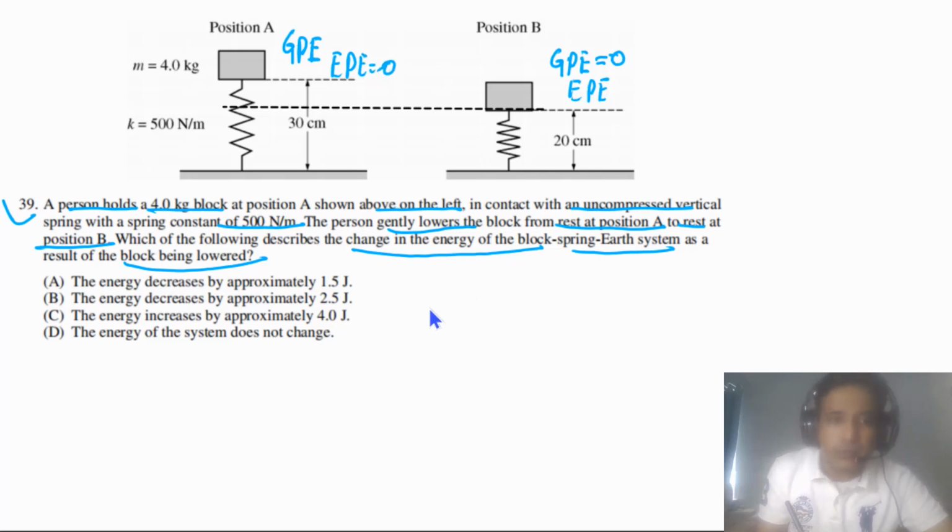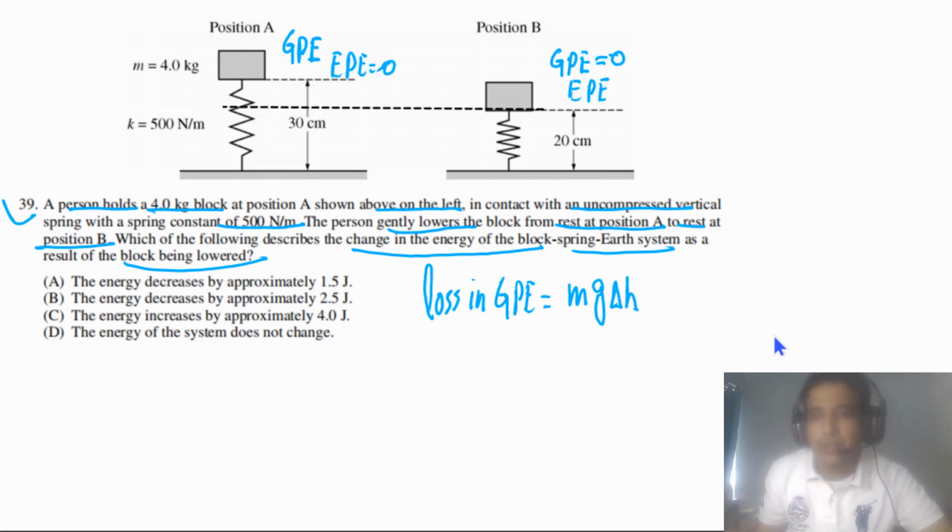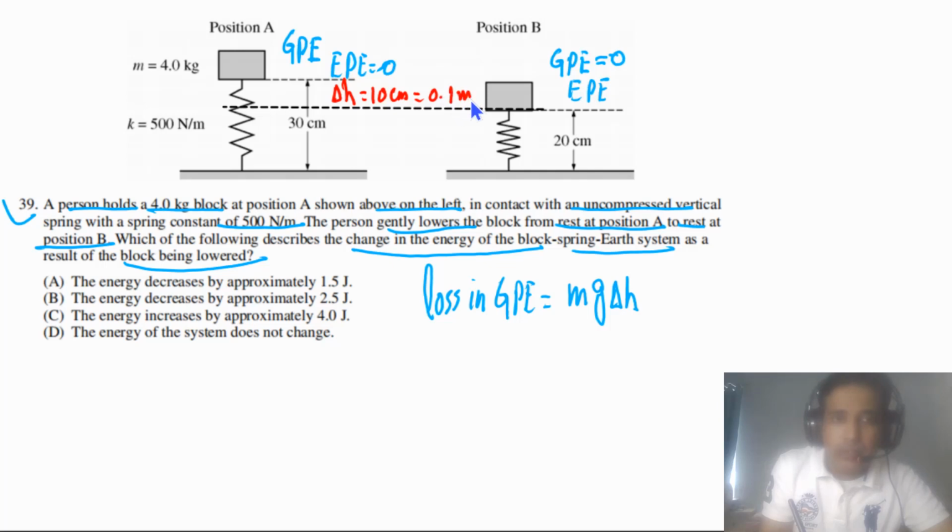So in this case, we can calculate the loss in GPE first of all. Loss in GPE will be equal to mg delta H. And delta H in this case is equal to 10 centimeters, that is 30 minus 20, and this is equal to 0.1 meters.